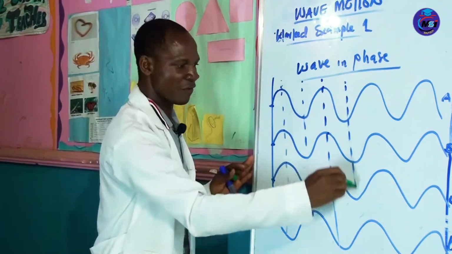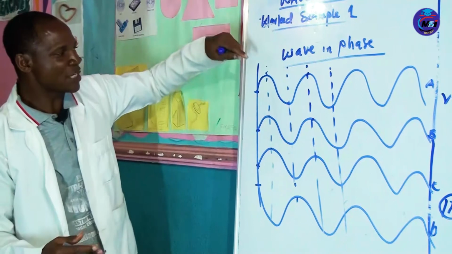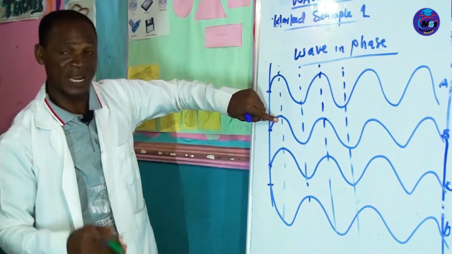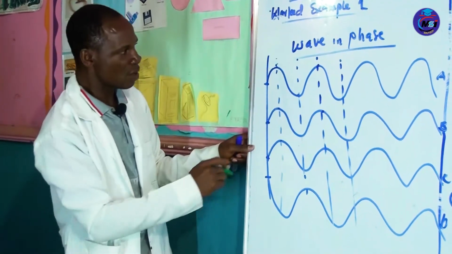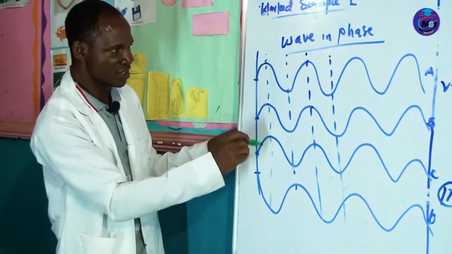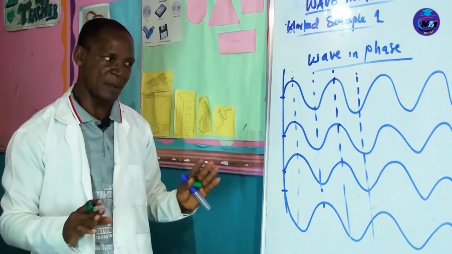When this one goes back to the trough, it's already there. So if you trace it like that, you now discover that when this one is at the peak, this one is already at the peak at the same time. When this one is at the trough, it's at the trough. So you now say waves A, B, C are in phase. The three of them are in phase.